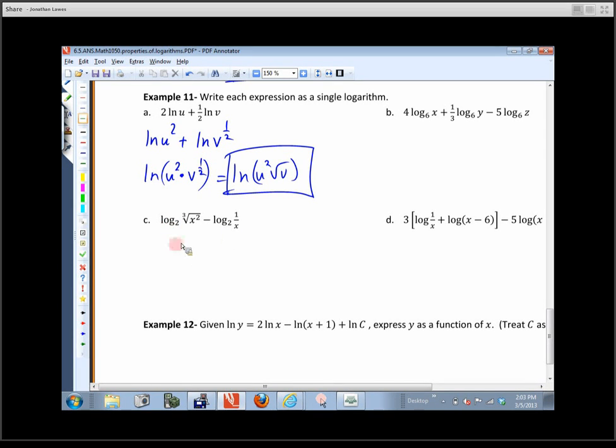Okay, let's take a look at this one right here while we're at it. On this problem, notice that they're both log base 2's. I do a couple of things to clean this up. So this is going to be the log base 2 of x to the 3/2 minus the log base 2 of, it might not be a bad idea to write it like this. Is that okay?